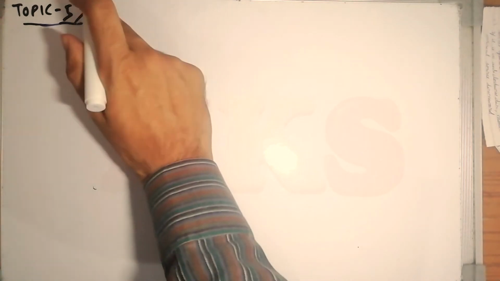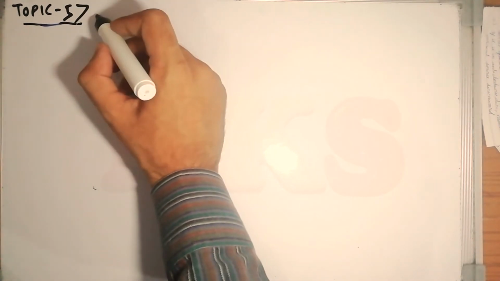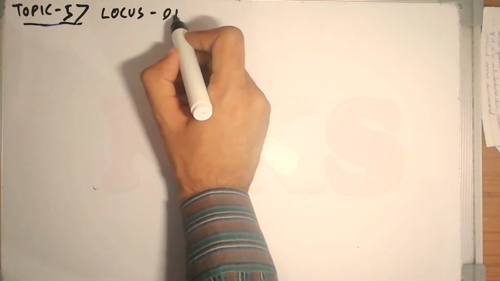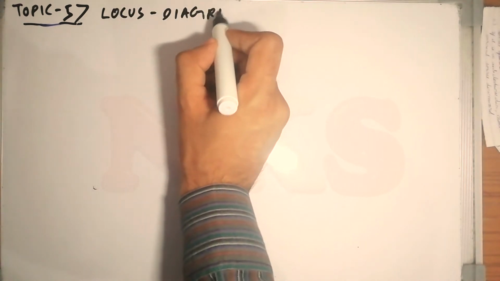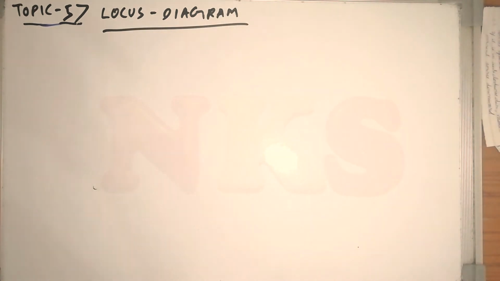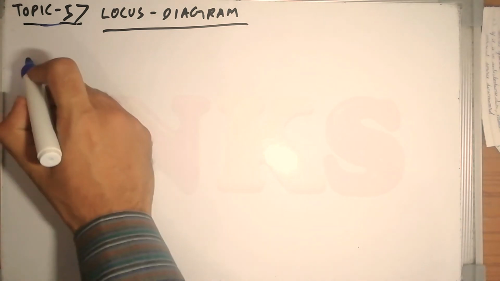Now we will see topic number 57, that is the locus diagram. So let us see what we exactly do. This is not a standard topic in books, but some questions were asked from this topic, so I am taking this. In the locus diagram, the main thing that we should observe is... let us see one problem first.